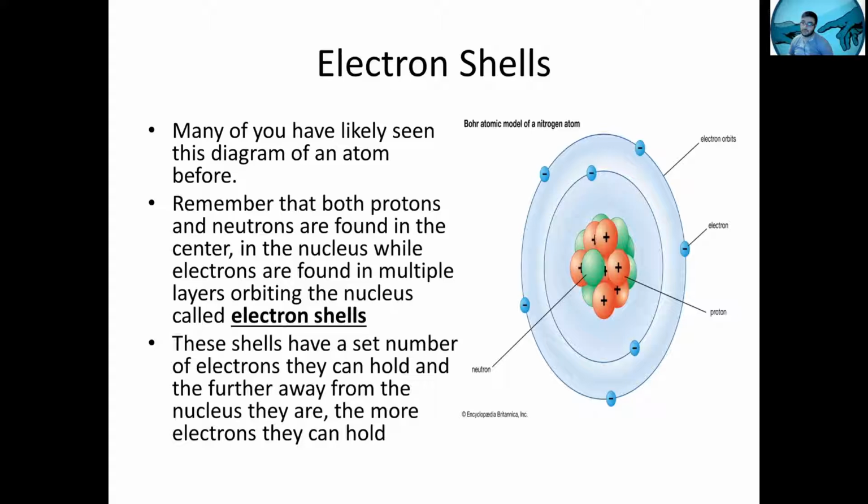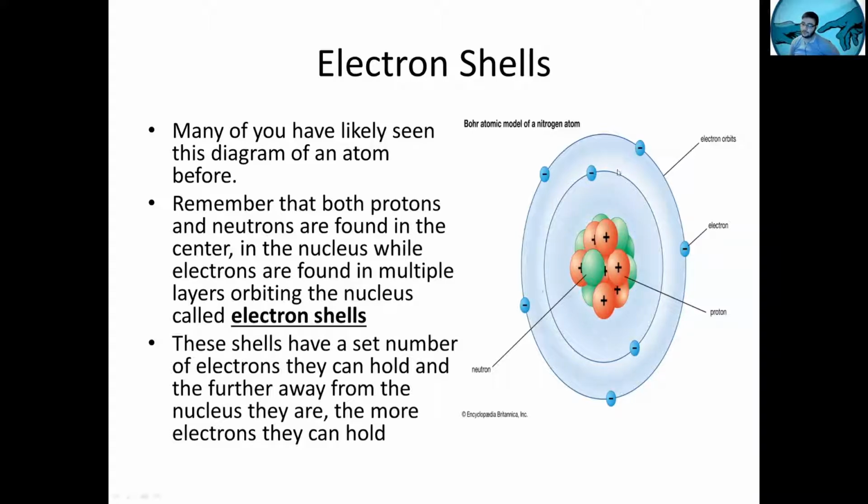Okay. Next, I'm sure you've seen this diagram hundreds of times, the electron atomic model, which shows the electron shells as well as the nucleus in the middle filled with protons and neutrons, right? So remember that both protons and neutrons are found in the center, like in a packed nucleus, right? Similar to the nucleus of a cell, but a little bit different. Meanwhile, electrons are found in multiple layers or shells or like rings orbiting this central nucleus, right?